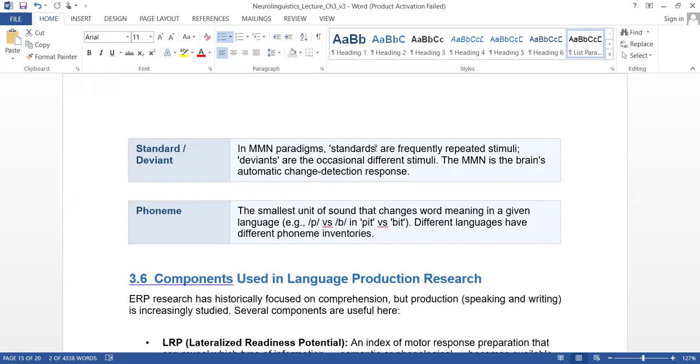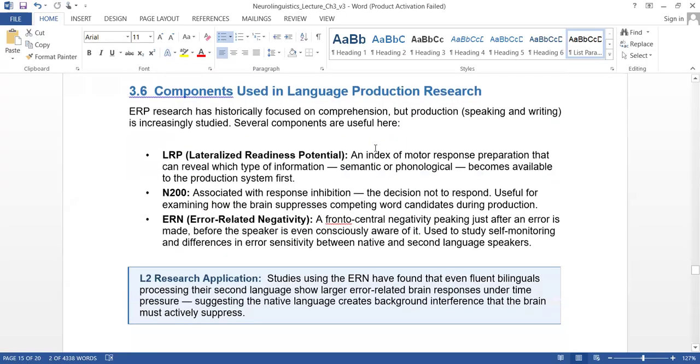You already know about that. You must have studied phonology and phonetics. You can use that knowledge about that. Okay, components used in language production research. ERP research has historically focused on comprehension, but production, speaking and writing, is increasingly studied. Several components are useful here.